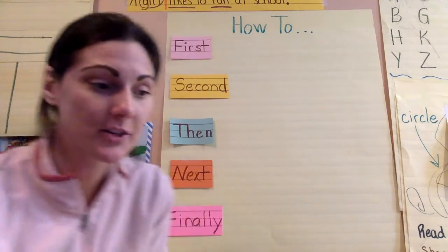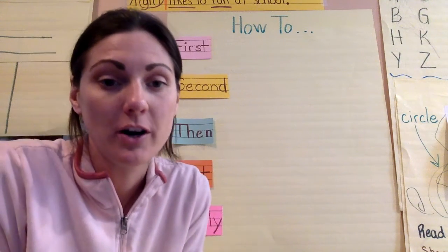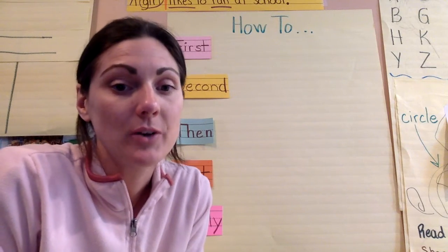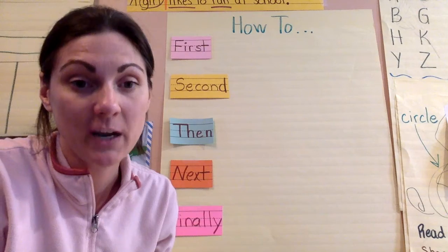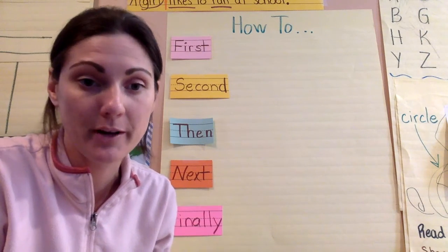So, if you joined me yesterday, we read a book called Zinnia's Flower Garden during our Read Aloud. And then during our writing lesson, we used transition words to explain the process that Zinnia went through in order to plant her flower garden.